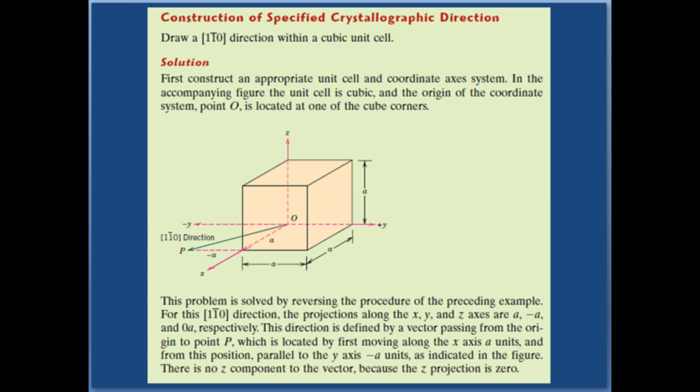And what is the question? Draw a direction within a cubic unit cell for indices [1 1bar 0]. For these particular indices, you are supposed to determine the crystallographic direction in a cubic unit cell.